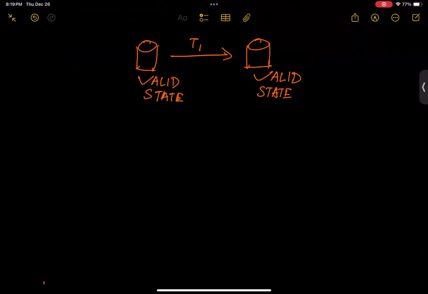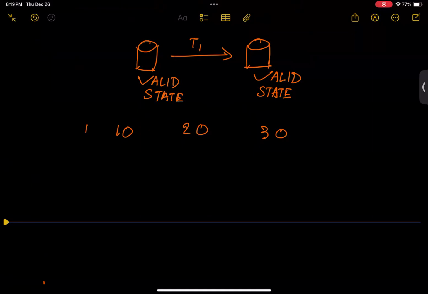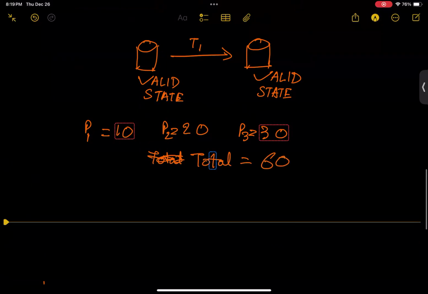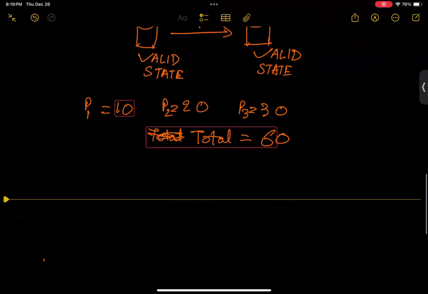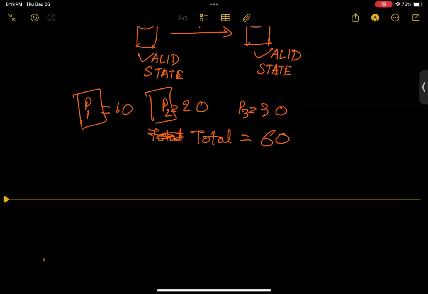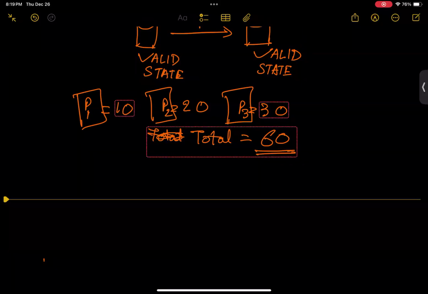Or say for example the 5 products are priced differently. One is priced 10, another is priced 20, another is priced 30, right? This is my product 1, product 2, and product 3. So what is my total? 60, right? As a business partner, you can implement a rule that P1 plus P2 plus P3 should always match the total, right? This can be one other rule.